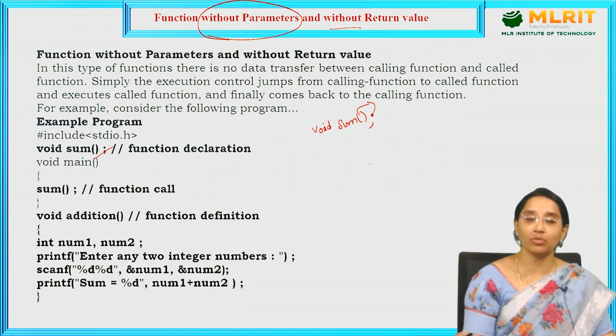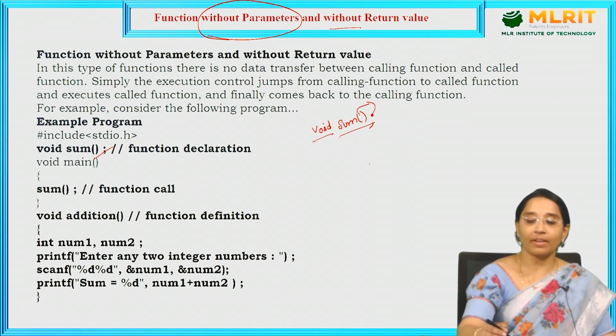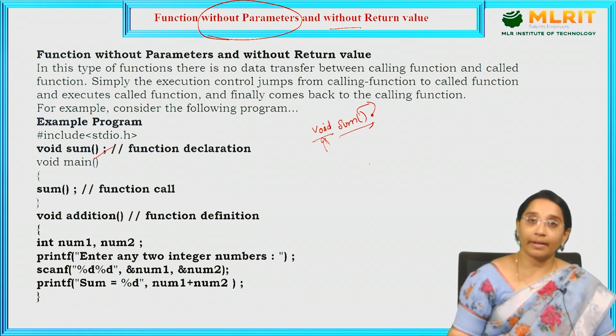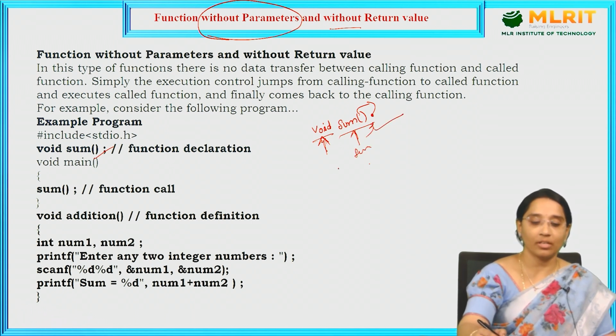So we will use void as a data type because void returns nothing. Void is a data type and sum is the name of the function. If you see the syntax of the function declaration, it is return type, function name. Here void is the return type and sum is the function name, followed by a semicolon. That is the function declaration.